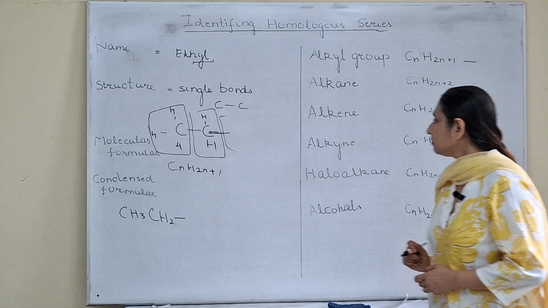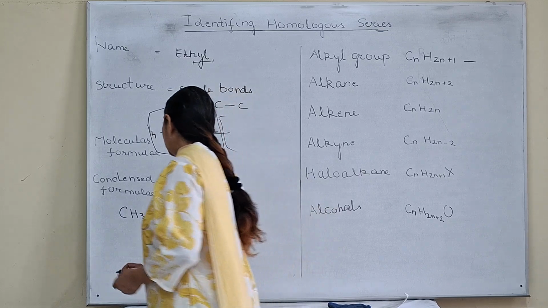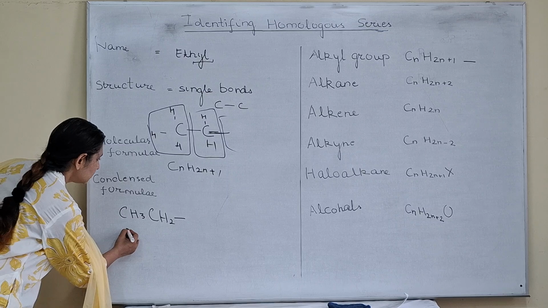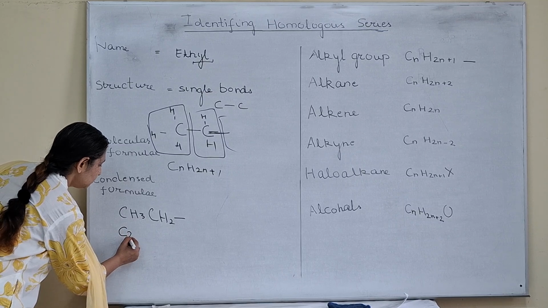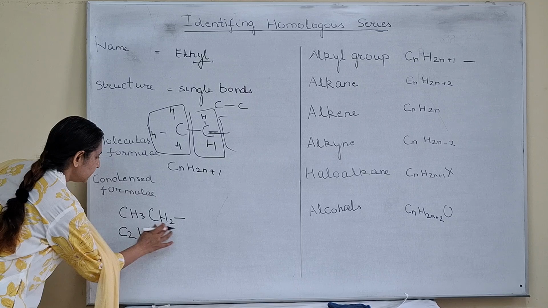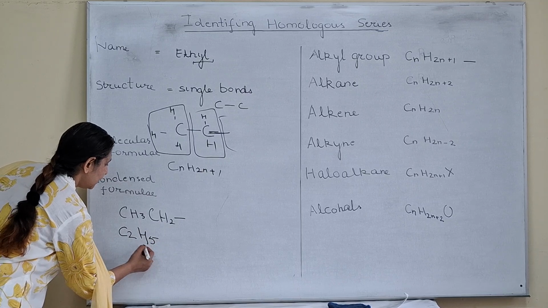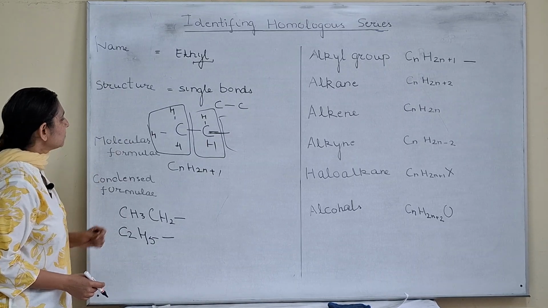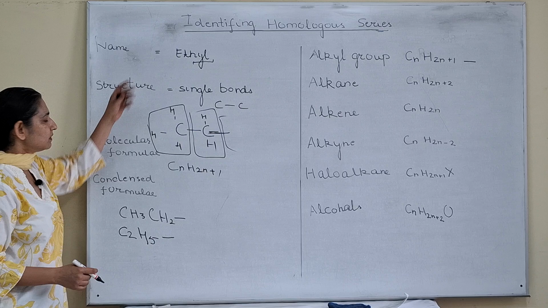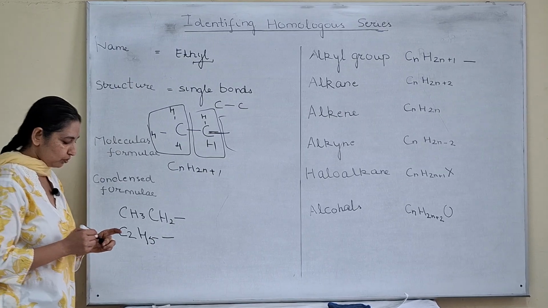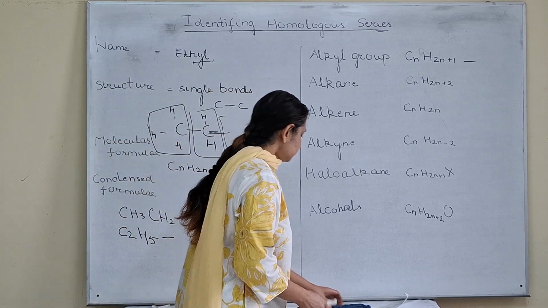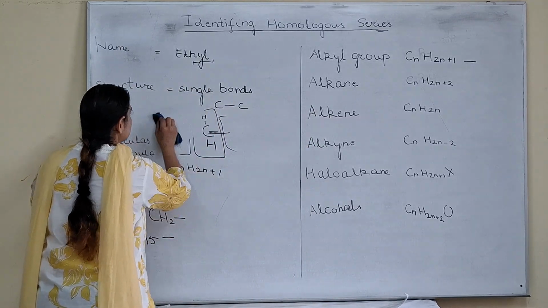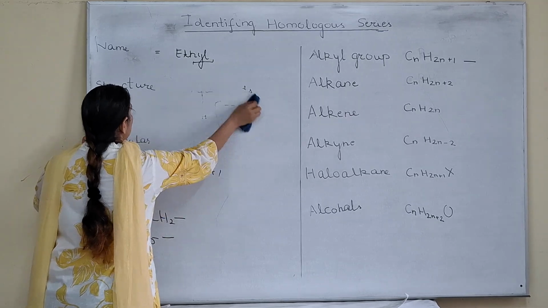Okay, now you can also write in a most condensed form as C. How many C's? C2, H. How many H? 5, and a valency. So this is how, whatever is given, you will be able to find out the homologous series or the formula or anything.